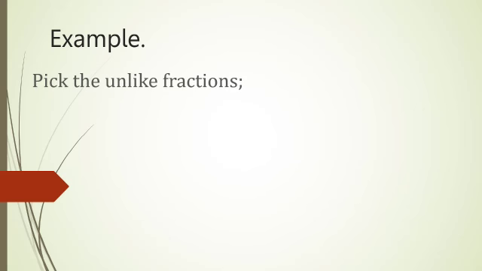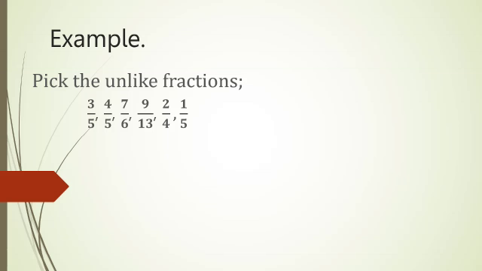Now we are going to discuss an example. Pick the unlike fractions. 3 over 5. Second one is 4 over 5. 7 over 6. 9 over 13. 2 over 4 and the last one is 1 over 5.